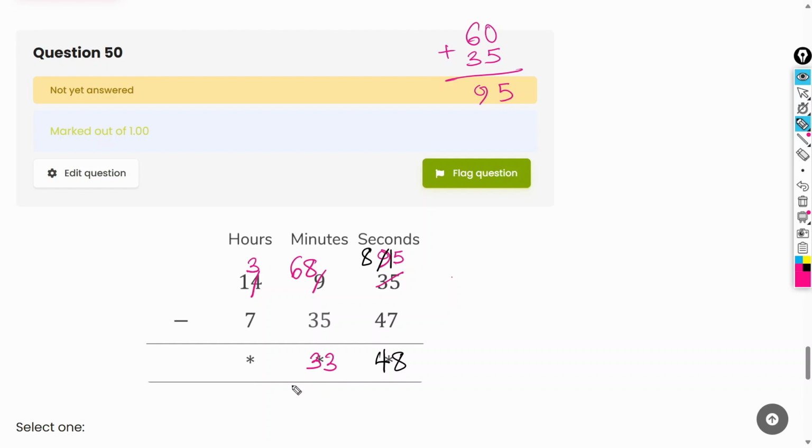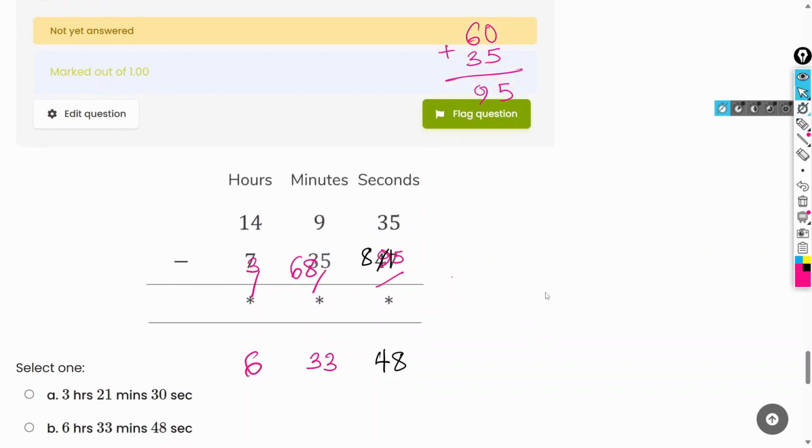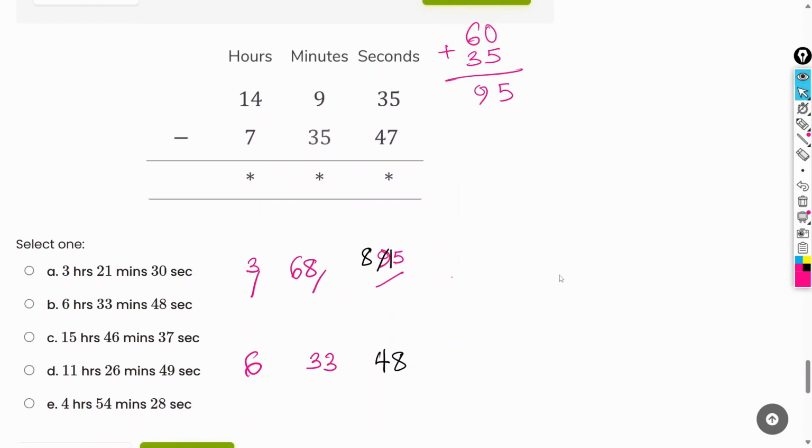That's 33 minutes. And then for hours, 3 minus 7 wouldn't work, so we carry 1 over, so that's 13 hours minus 7 hours, which is 6. So in all, we have 6 hours, 33 minutes, and 48 seconds. 6 hours, 33 minutes, and 48 seconds right here.